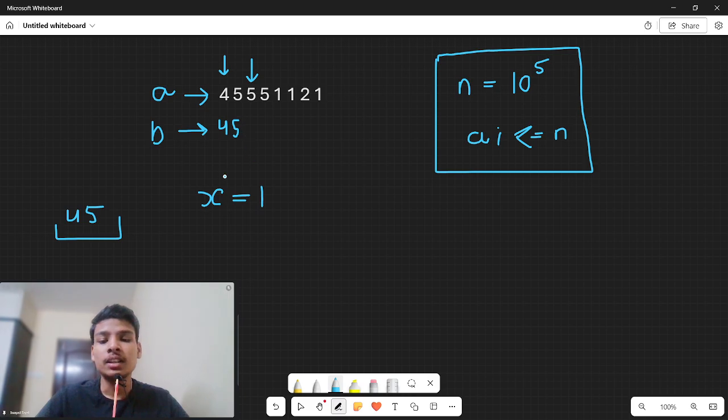I'll check whether I can put x over here. Yes, I can put it because x has not been repeated yet. So I'll put x. Now I'll increase x to 2 because x has been used. Okay, done. Now 5 is again here. I have used 5 over here, so I will not use 5 again. I'll try to use another number.